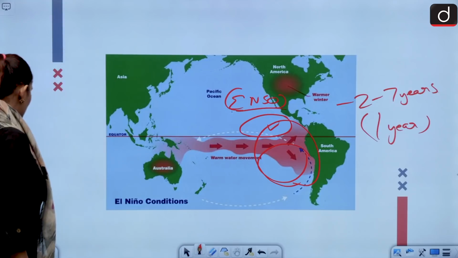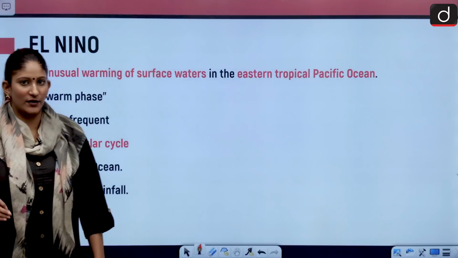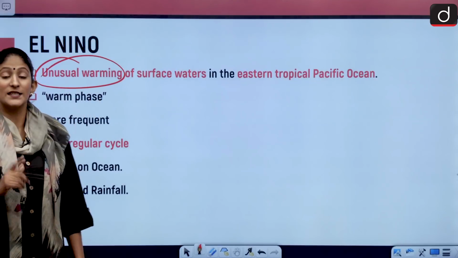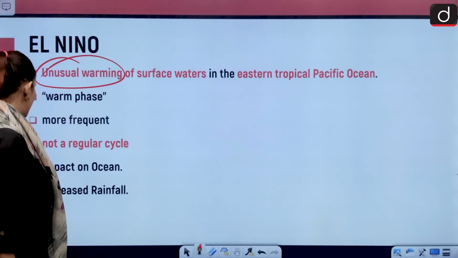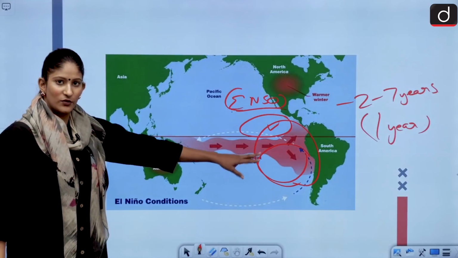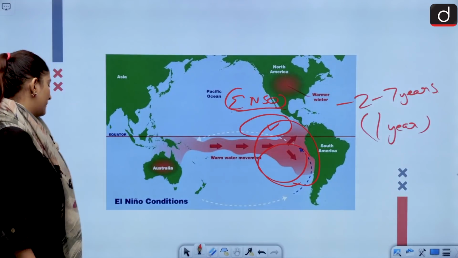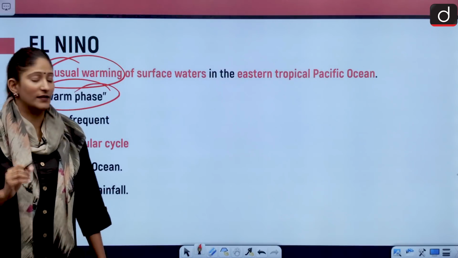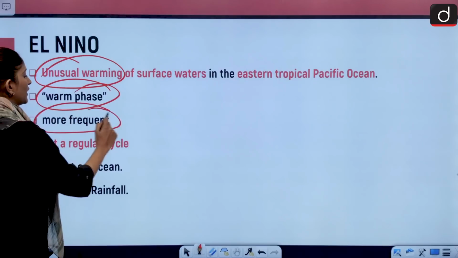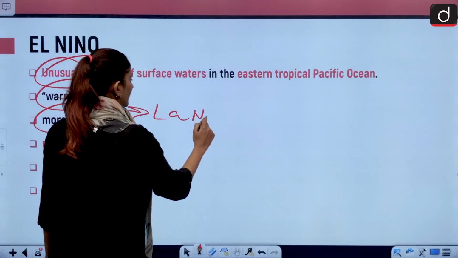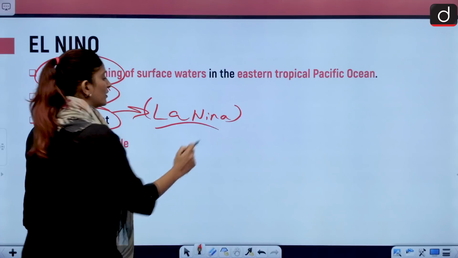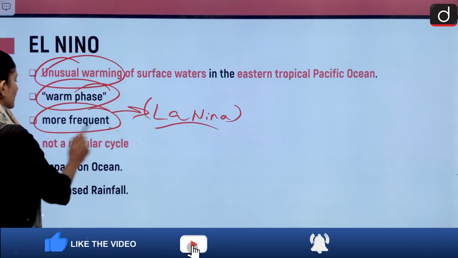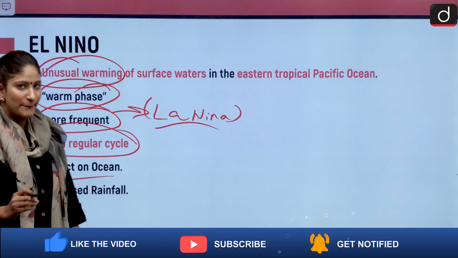Okay, so let's move on and talk about the impacts of El Nino. El Nino means unusual warming of the surface waters in the eastern tropical Pacific Ocean, that means between the 2 tropics of the Pacific. It is a warm phase, and it is much more frequent than La Nina. La Nina does not occur at that frequency as much as El Nino does. And it is not a regular cycle. There are many impacts of it.